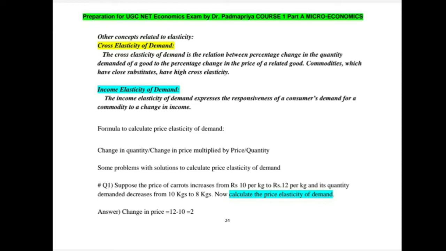Price elasticity of demand is change in quantity by change in price into price by quantity. Change in quantity is minus 2 by change in price is 2, multiplied by 10 by 10, which is minus 1 multiplied by 1, which is equal to minus 1. We take the absolute value, therefore we say the price elasticity is unity.